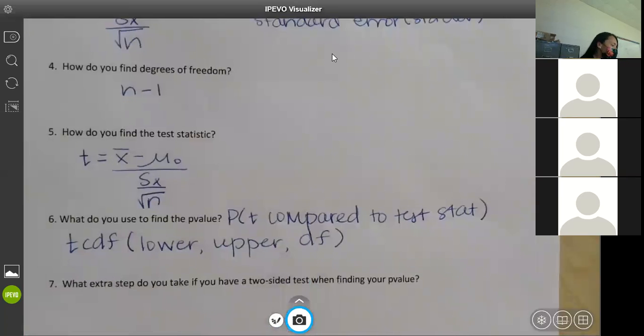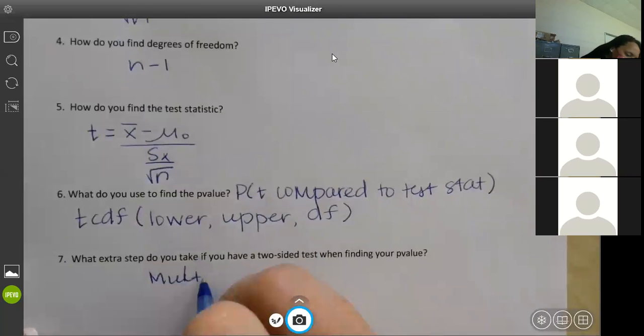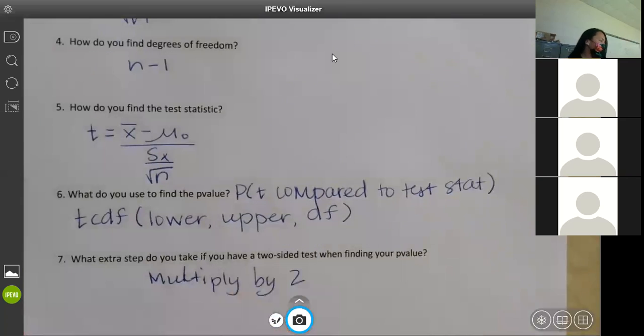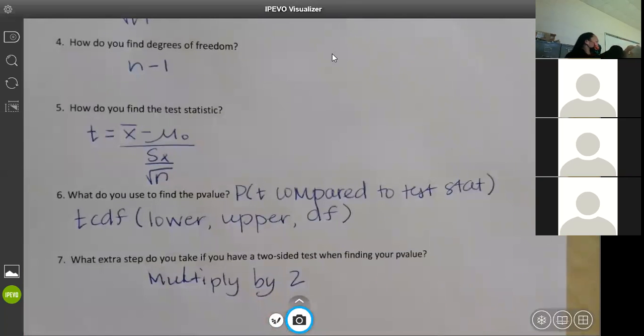What extra step do you take if you have a 2-sided test and finding your p-value? Very good. And then we have 2 problems and we'll be done.